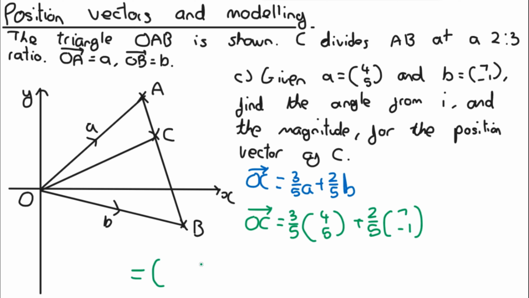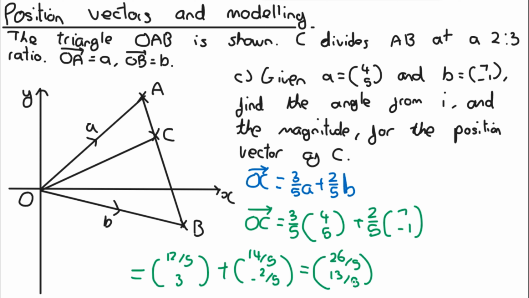So it's going to be 4 times 3/5, which is 12/5, and 5 times 3/5, which is just 3. There's going to be plus 14/5, and then minus 2/5. And then if you just put that all into a calculator, do the separate bits. So 12/5 plus 14/5 is equal to 26/5, and then 3 minus 2/5 is equal to 13/5.